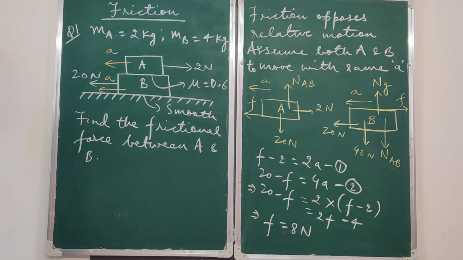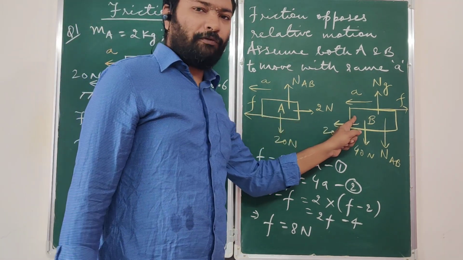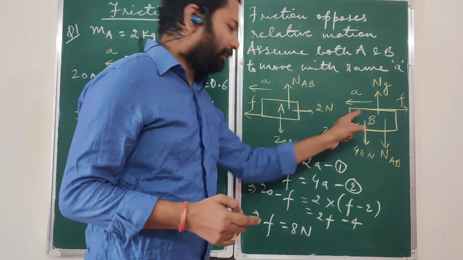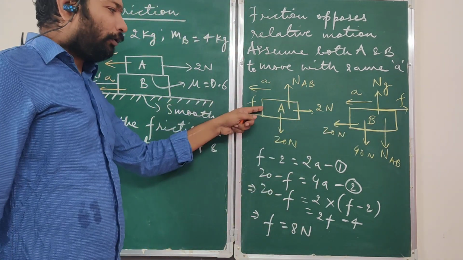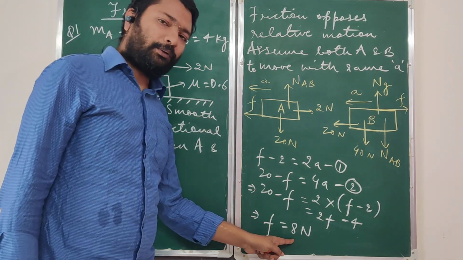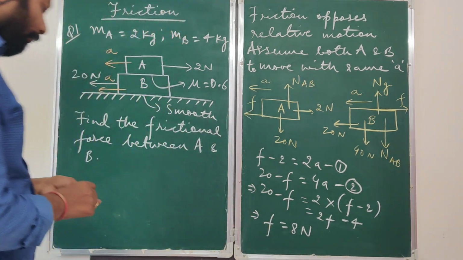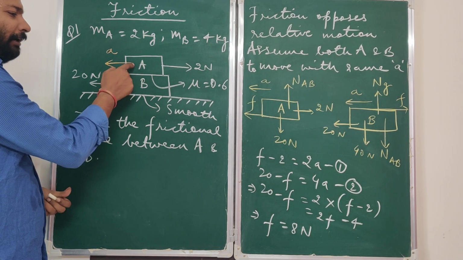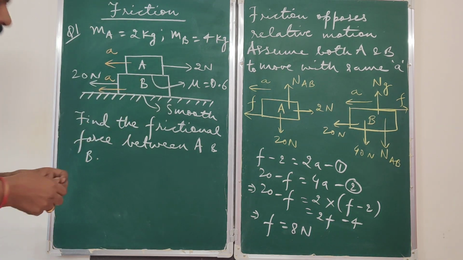So that means if both the blocks have to move with common acceleration, that is there is no relative motion taking place between these two blocks, the amount of frictional force which needs to be generated is equal to 8 Newton. Now we will see if it is possible to generate such amount of frictional force between A and B.